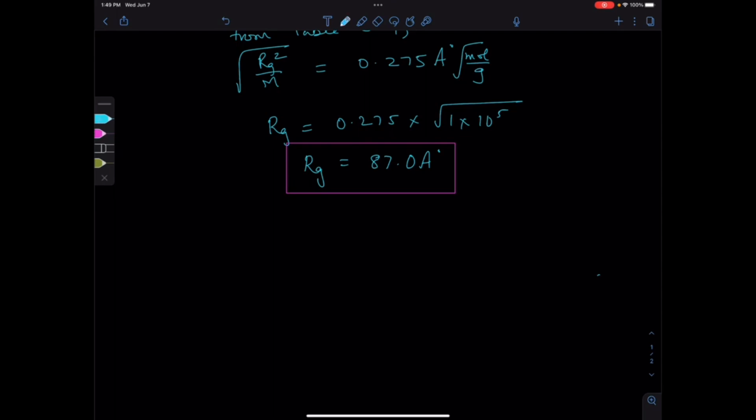Now for random coils, end-to-end distance R is given by root 6 times Rg. So that would be root 6 times 87, and that comes to 213 angstrom.